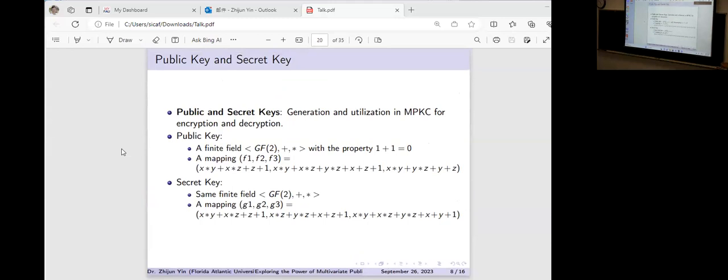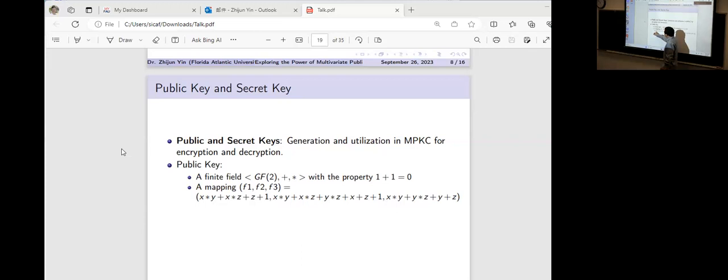So let's go back to the public key part. This time we have Z equal to 1, and X, Y equal to 0. We evaluate this public key. Let's go one page earlier. Don't mess with the secret key. F1 is X times Y, 0, X times Z, 0, Z is 1, and 1 plus 1. Earlier we mentioned 1 plus 1 is 0, so F1 is 0. It is just function evaluation, no trick.